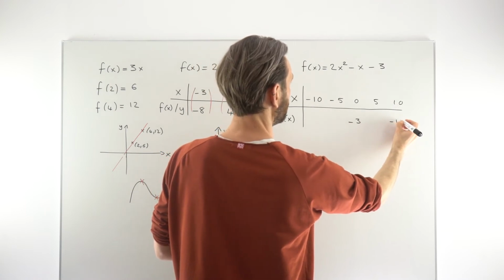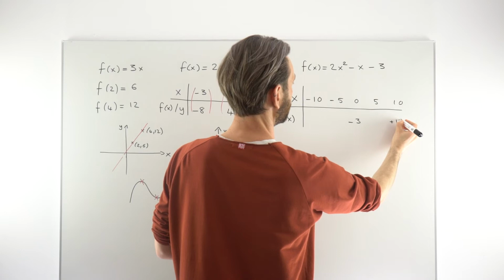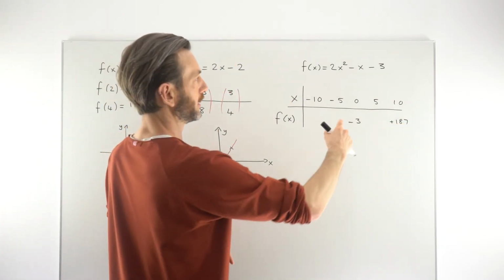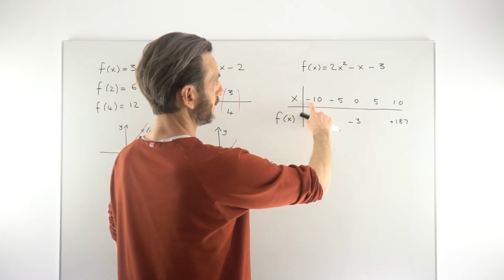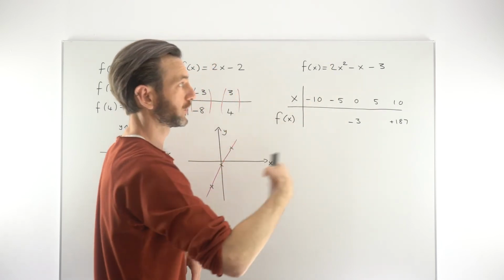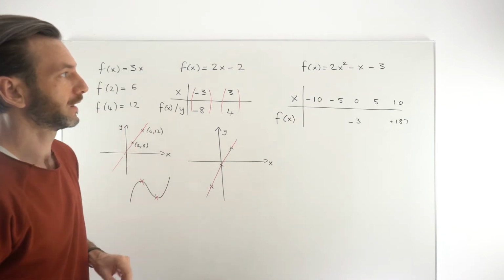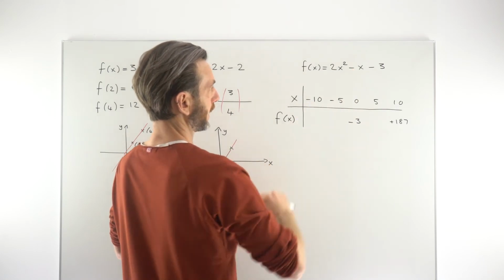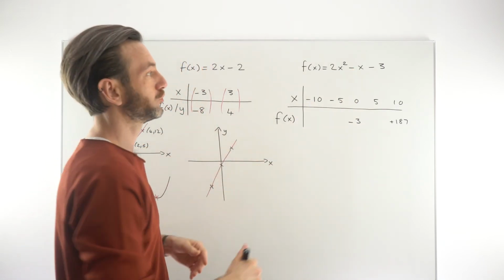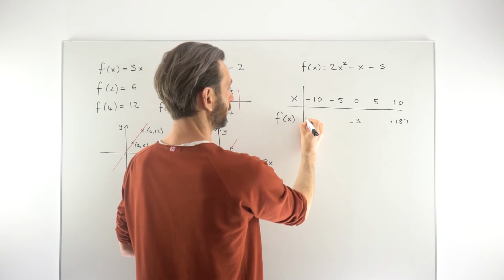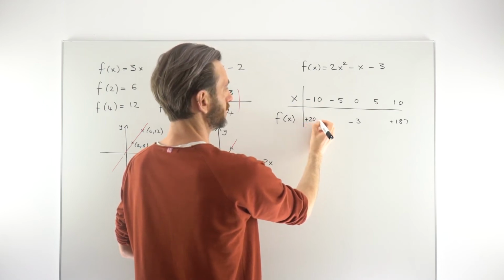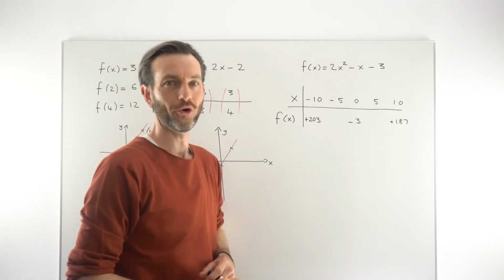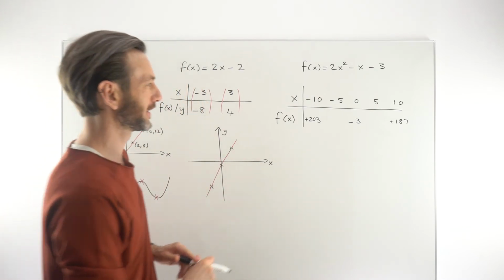187. Positive 187 for that one. So a slightly awkward number to deal with. Slightly high number. Looking at this one, -10, so -10 squared is also positive 100, and times 2 is going to be positive 200, minus 10 is going to be adding 10, so that's 210, minus 3 is plus 210 and 3. I'm doing those calculations at speed. If I've gone wrong, then I apologise, but I think that's correct.